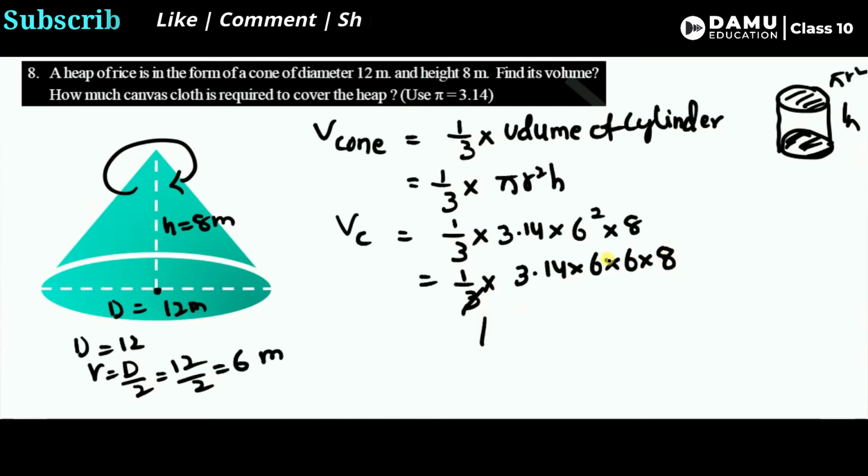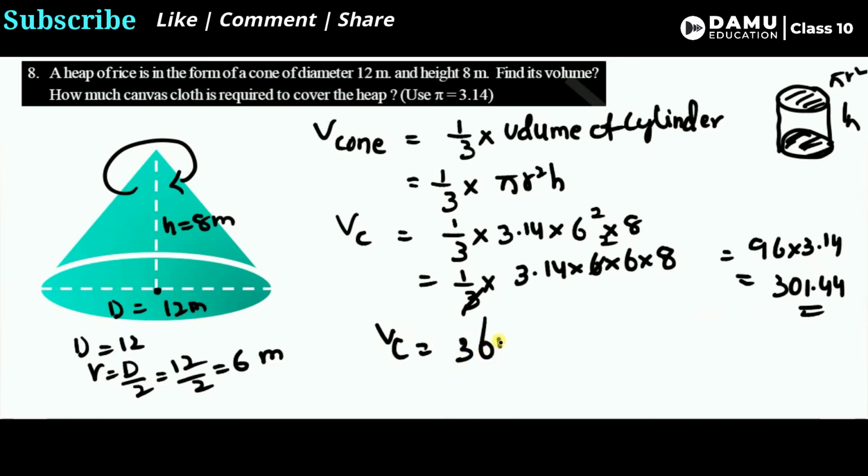3 ones are 3, then 3 twos are 6. What value will we get? 6 twos are 12, and 12 eights are 96. So 96 into 3.14, we will get it as 301.44. So this is the value, in meter cube. So the volume of the cone will be equal to 301.44 meter cube. So this is the volume of the cone.